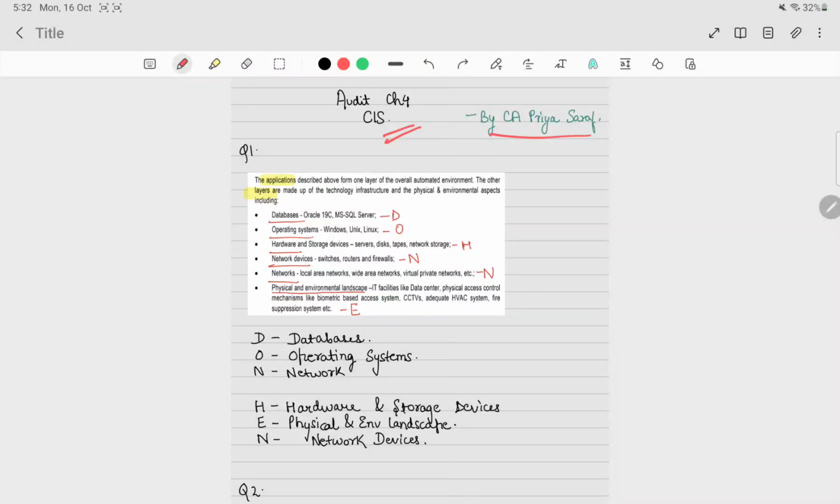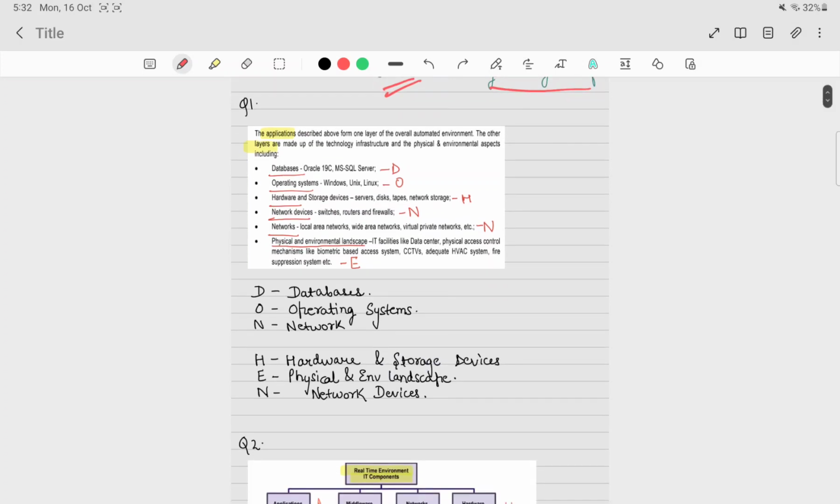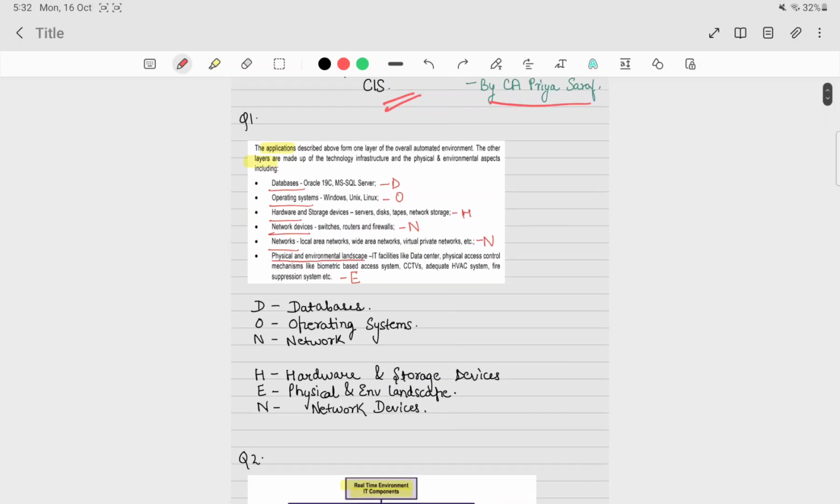So hi everyone, today we are going to start with audit chapter 4, that is auditing in computerized environment, which is a super important chapter. Generally 5 marks weightage is given to this chapter. One 5 marks direct question is asked from this chapter. So we are starting with question 1, that is the layers of applications.